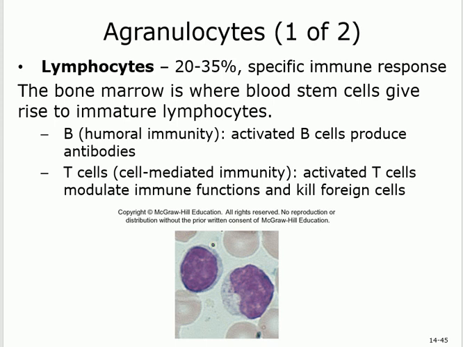Lymphocytes are different. This is an agranulocyte. What do you think about the nucleus? Is it lobed or not lobed? Not lobed. Is it round? Yes. So lymphocytes make up about 20 to 35%. Is that specific or non-specific? Specific. Is that the first, second, or third line? Third line, yes. We're not going to discuss the details, just an introduction. Details will be discussed next chapter.